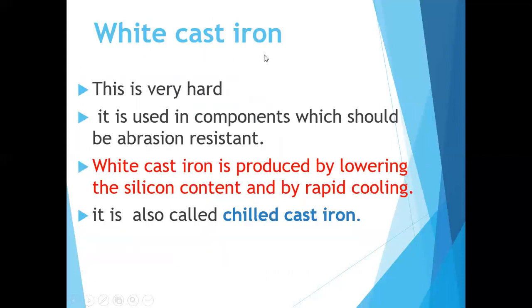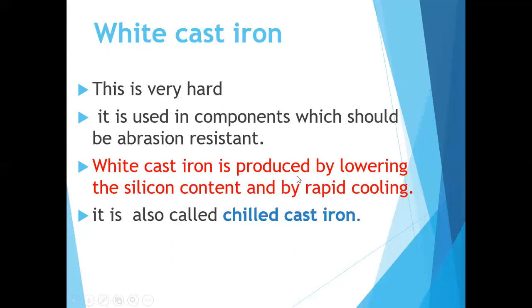The second one is white cast iron. It is a very hard type of cast iron. It is used in components which should be abrasion resistant. Those are the components where we use white cast iron.